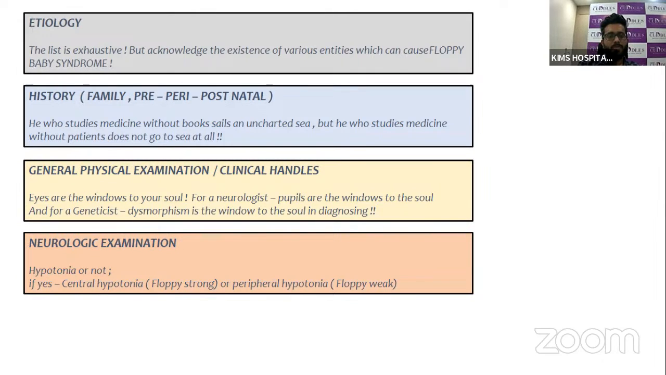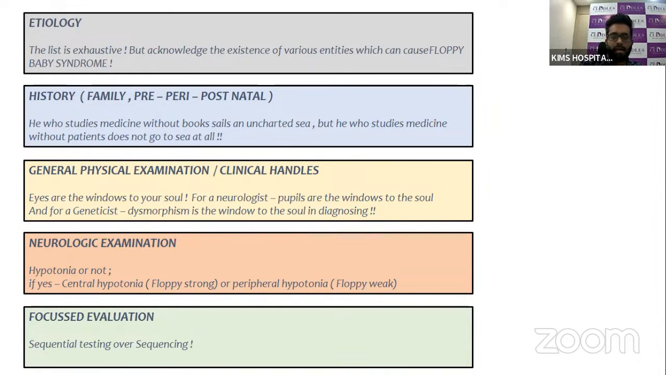And after that, coming to a focused neurological examination, we'll be looking at the various parameters which we see to assess the tone. So at the end of the examination, you will be able to decide whether the baby has hypotonia or not. If yes, then the next question is: is it central hypotonia or peripheral hypotonia? We'll be discussing this in detail as well. And after making a thorough clinical history and an examination, you should narrow down your differential diagnosis of various causes of floppy baby syndrome.